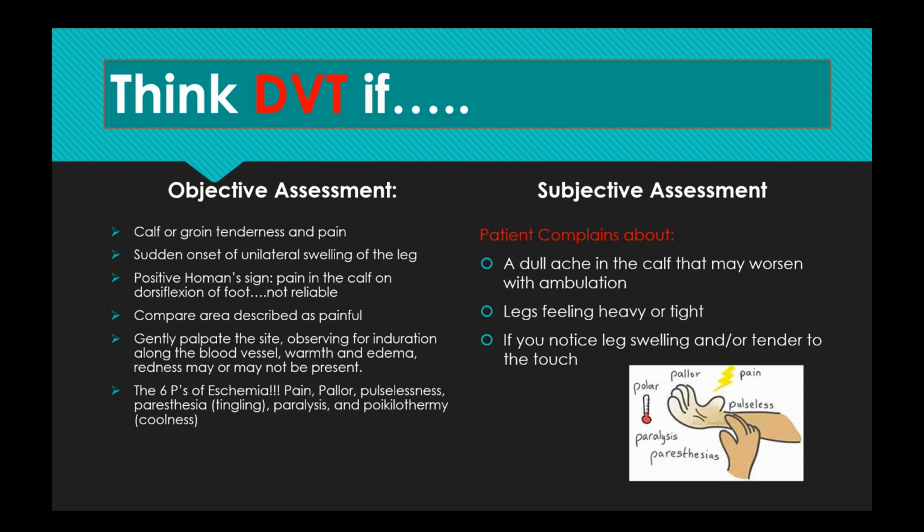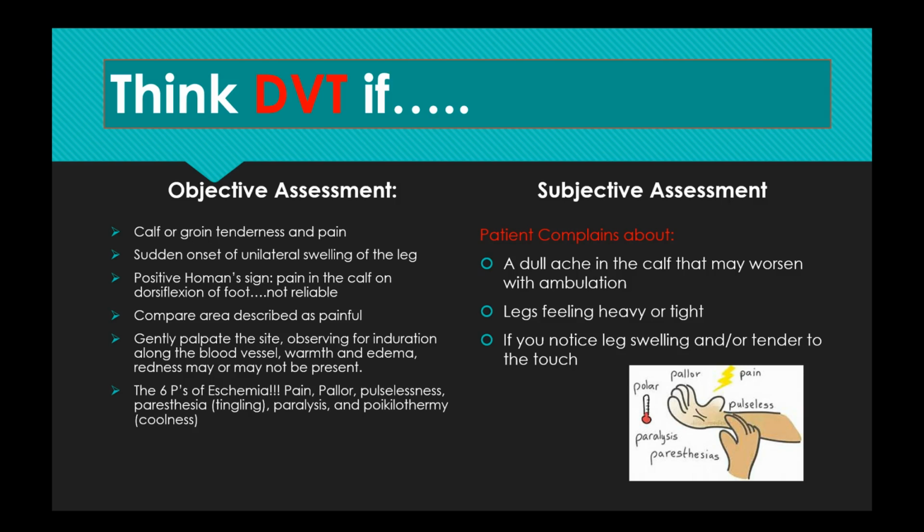Well, the objective data is calf or groin tenderness and pain. That could be the same in the brachial area of the arm. It could be flank pain if it's near the kidneys. It could be just pain. Sudden onset of unilateral swelling of the leg. That's one of the classic signs and symptoms, the unilateral presentation. Again, it might be contact dermatitis, it might be cellulitis, it might be something else. However, we've got to think about what's the worst thing that might be happening with this patient. What can I do about it?